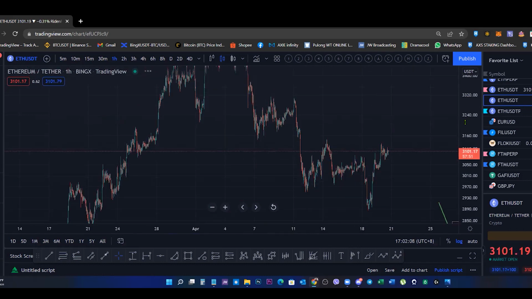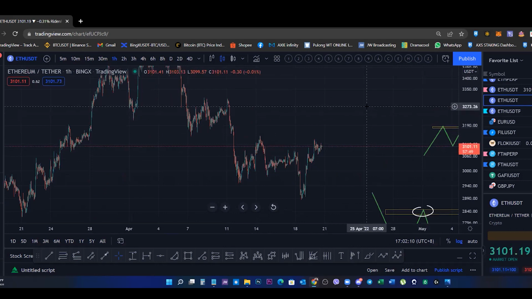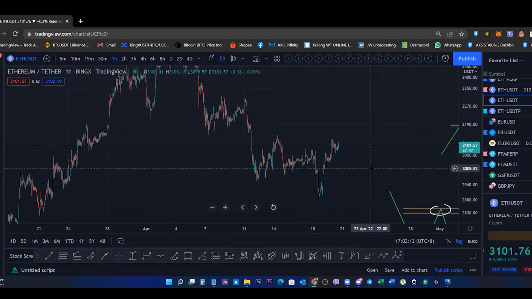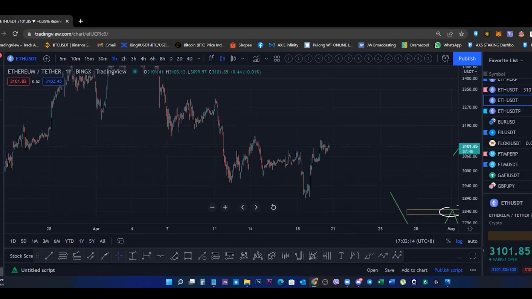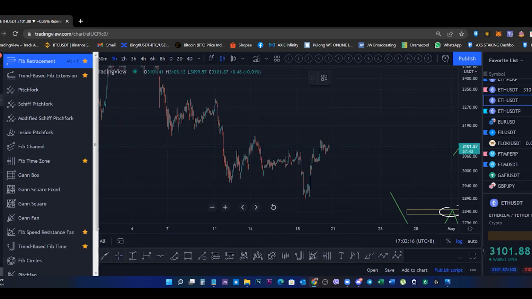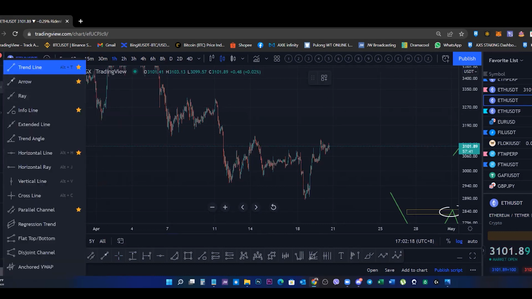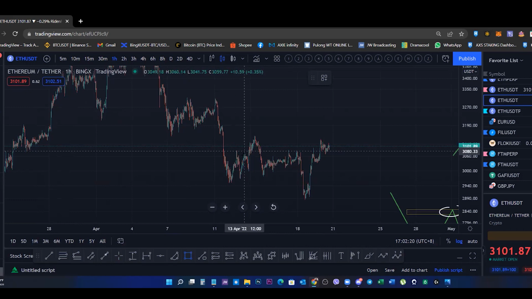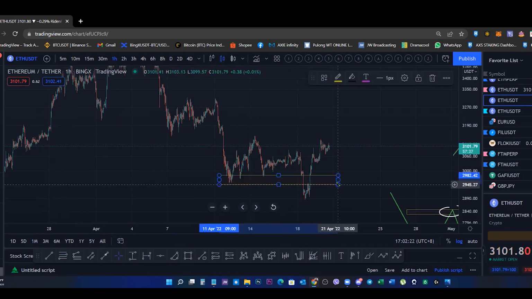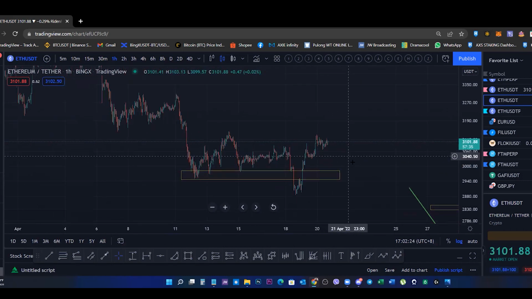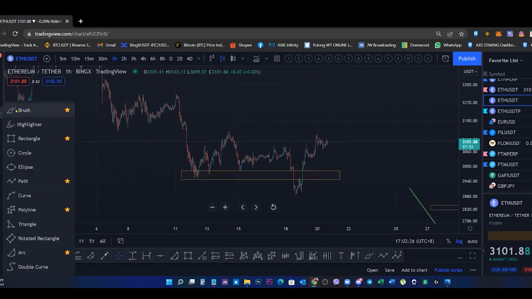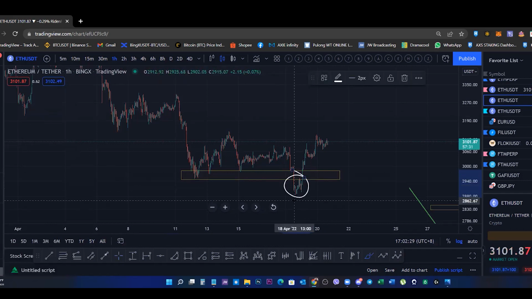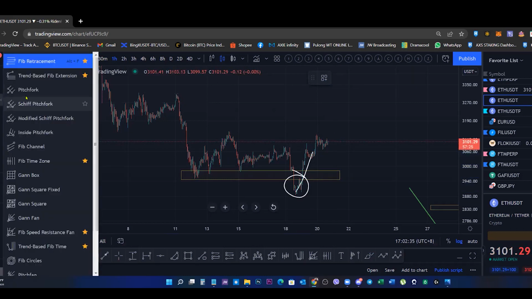Now we will move to Ethereum just to show you some examples of this one. This is an example of a breaker block, and okay, this is an order block here. We see an order block, and there is a liquidity on this area. So there is a breaker here. Now we need to make sure now.